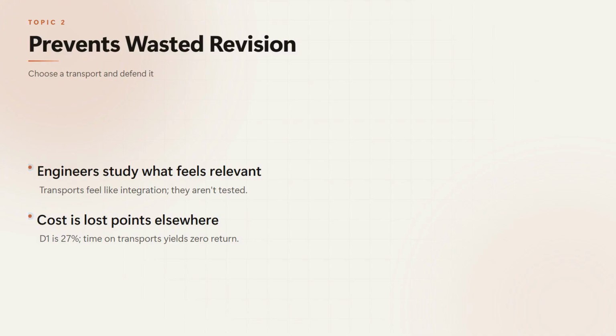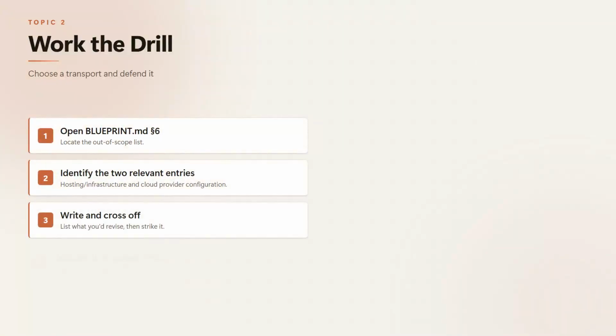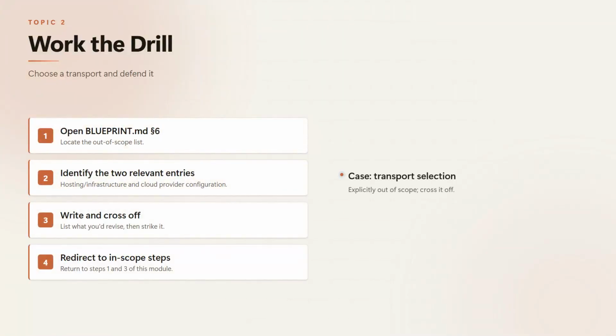The failure mode is walking into the test center confident about transports and missing the questions on scoping and discovery that actually carry weight. The cost is a lower score in a domain that's 18% of the exam, because you studied the wrong 18%. Take the case of transport selection itself. You open the blueprint, find the out-of-scope list, and see deploying or hosting MCP servers and cloud provider configuration. Transport selection falls squarely under that.